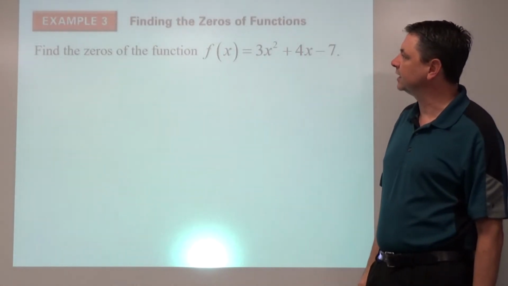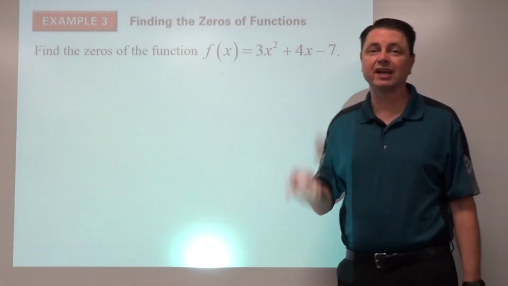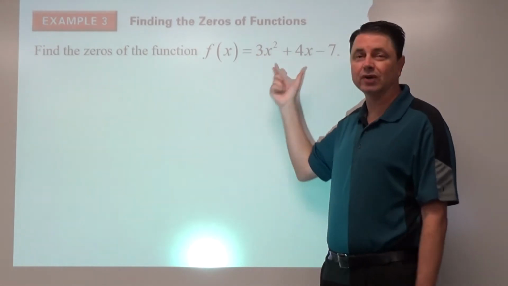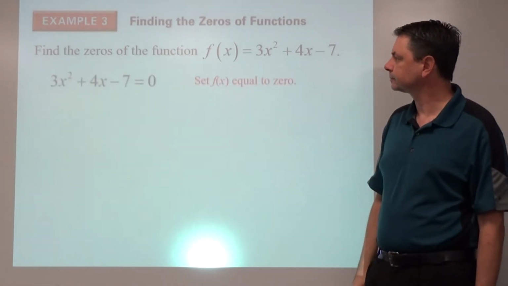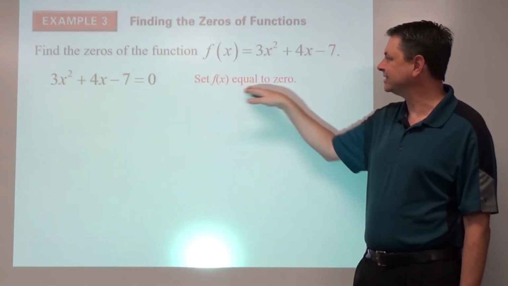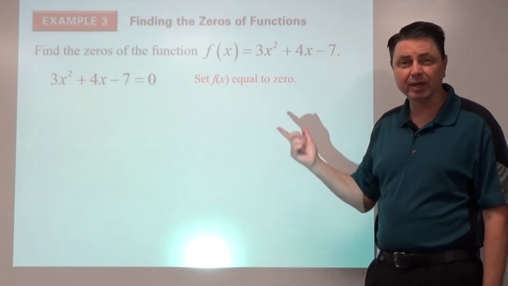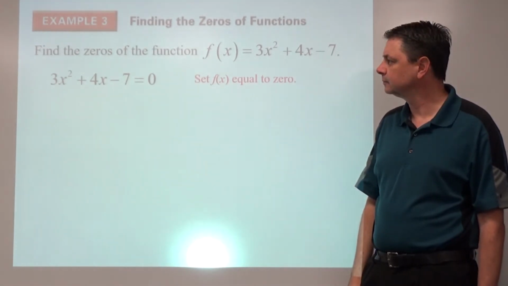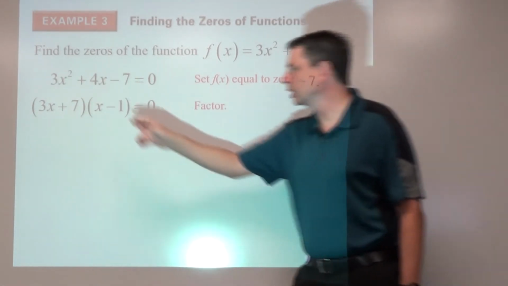Example number 3, find the zeros of the function. So to find the zeros, we could just set it equal to 0, solve. It's quadratic. We could try factoring, maybe the quadratic formula. Go ahead and set it equal to 0. We might be able to factor this one. And then use the zero product property.